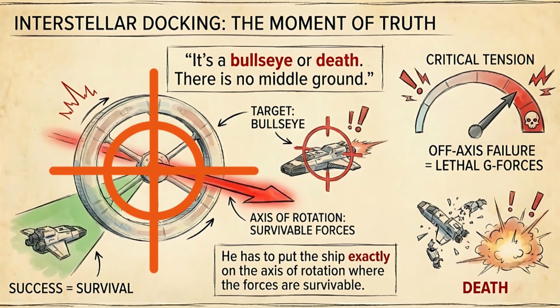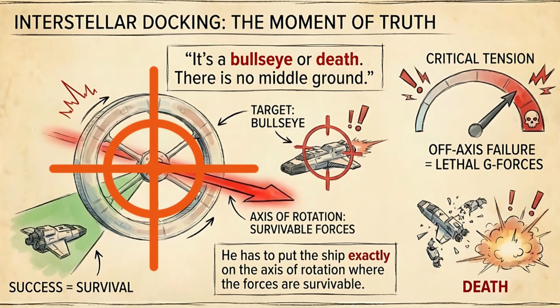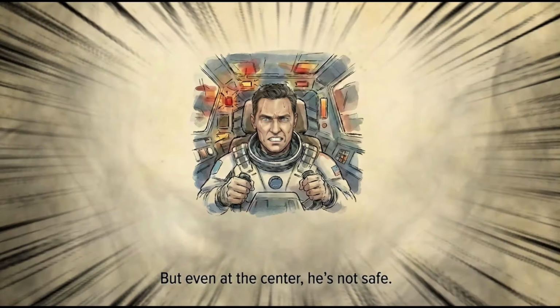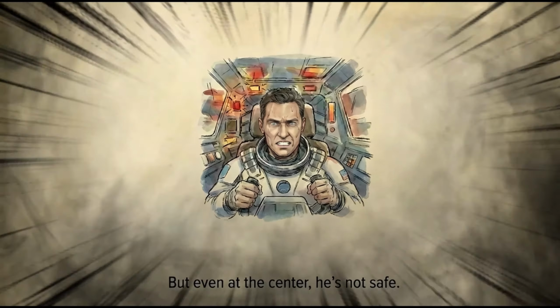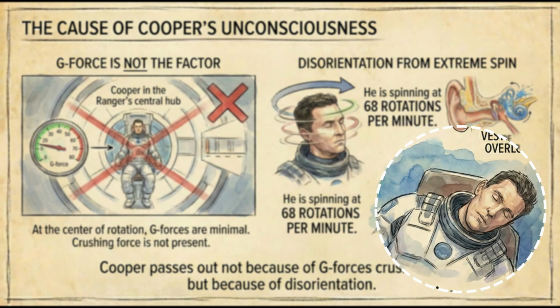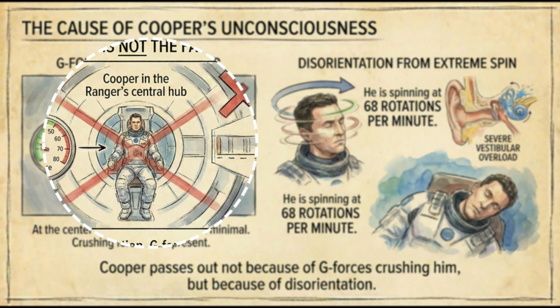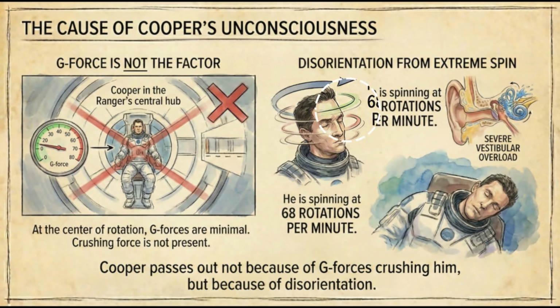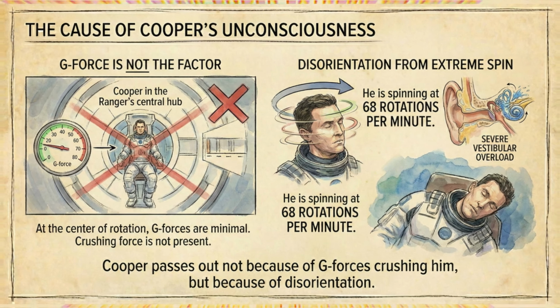It's a bullseye, or death. There's no middle ground. He has to put the ship exactly on the axis of rotation where the forces are survivable. But even at the center, he's not safe. Cooper passes out not because of g-forces crushing him, but because of disorientation. He is spinning at 68 rotations per minute. That's more than 1 rotation per second.